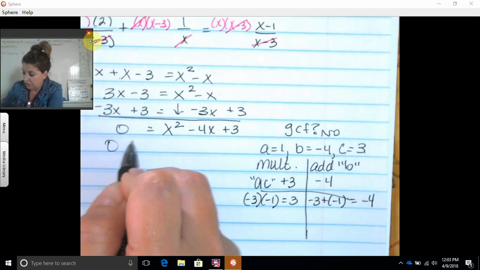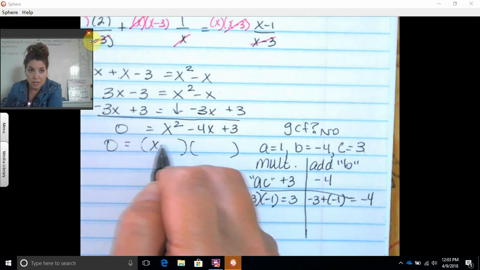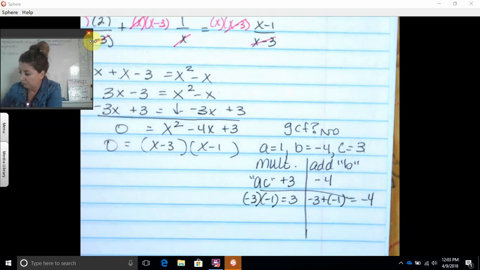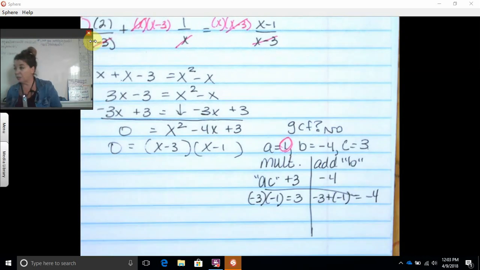So my factors are x minus 3 and x minus 1. Do I need to divide and slide? No, because A is 1. If A is any number other than 1, then yes, we do need to divide and slide. So now that I've factored, I still haven't solved. What am I going to do to solve?